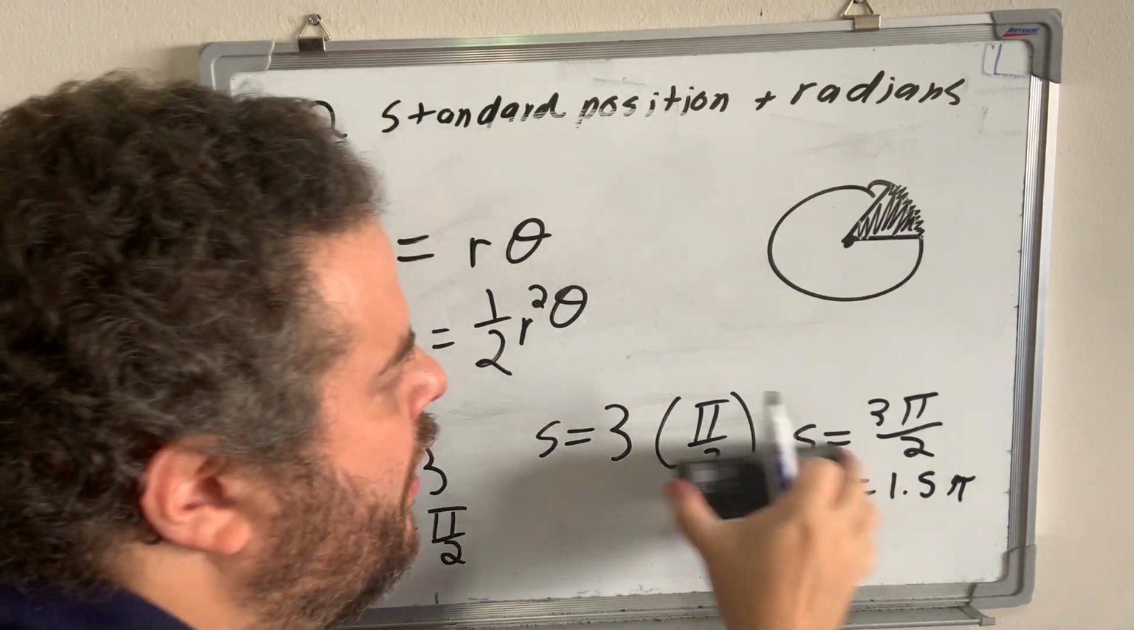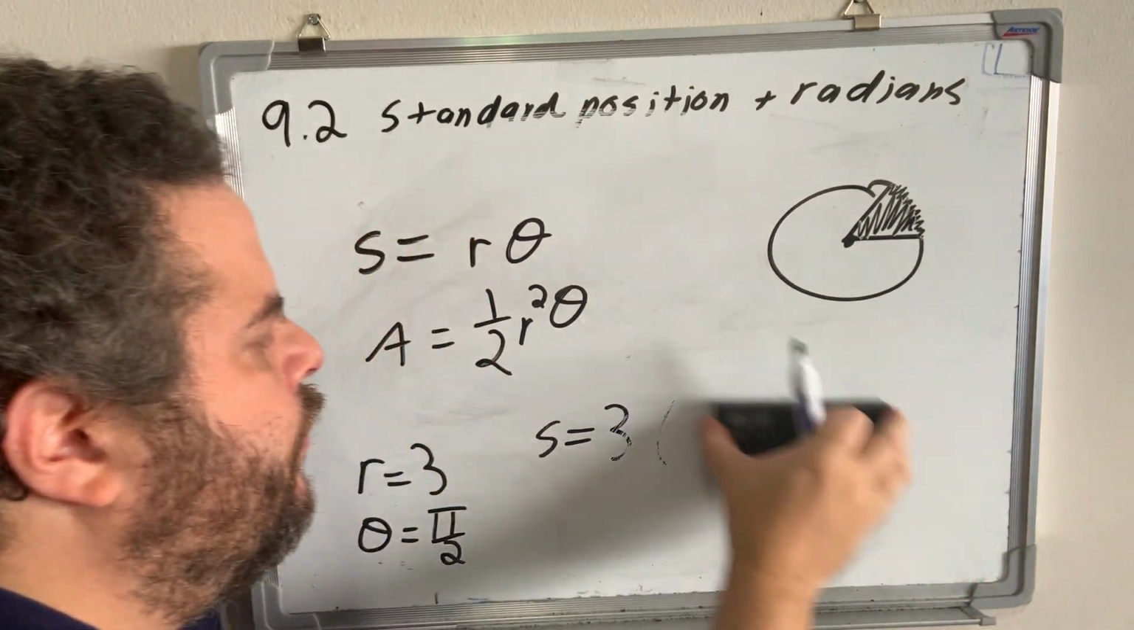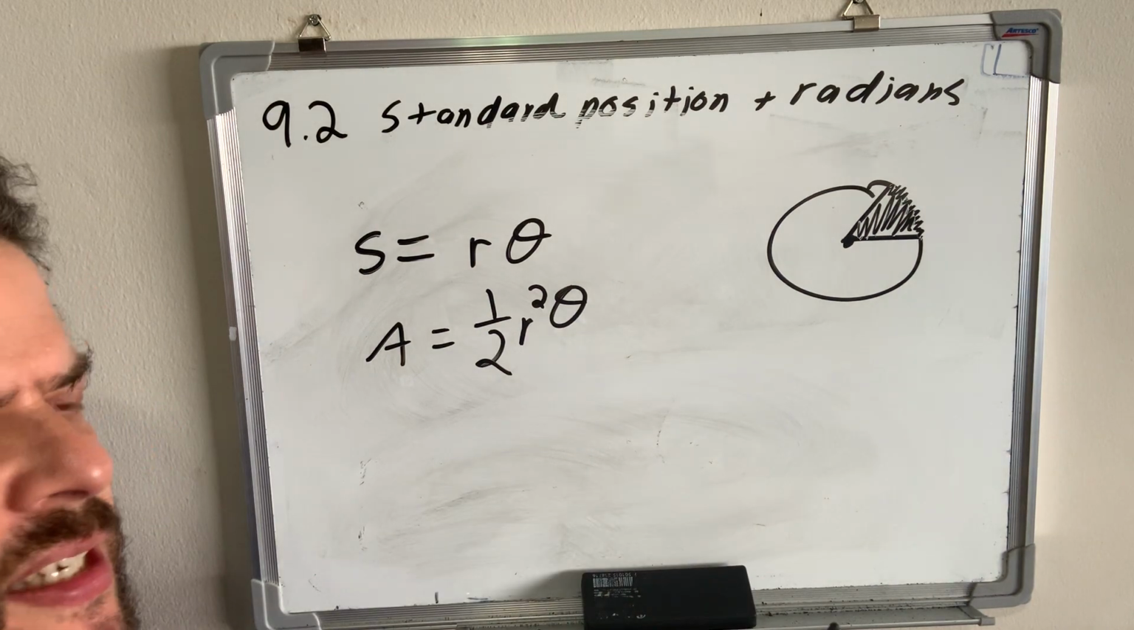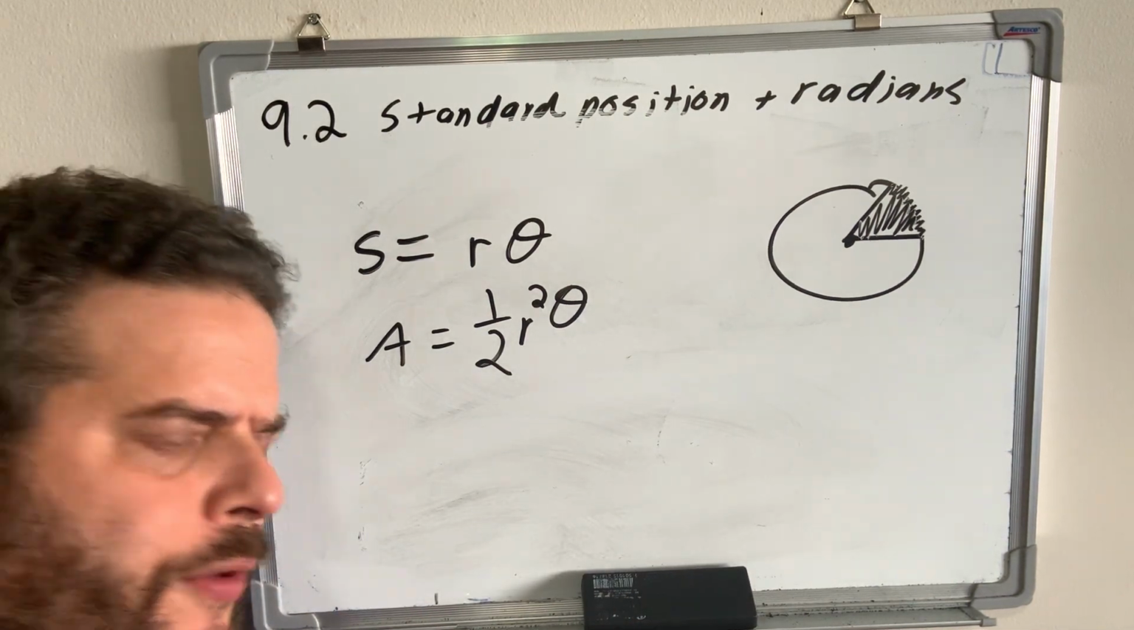That takes care of arc length. Now let's go over area. And again, this example was easy because they gave me an example in radians.